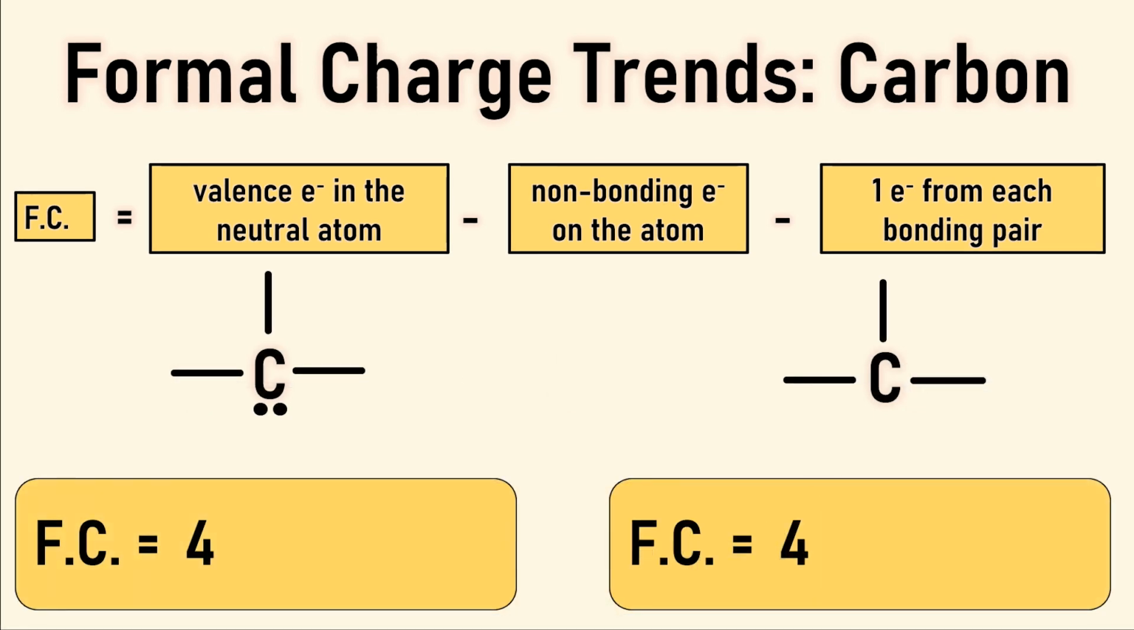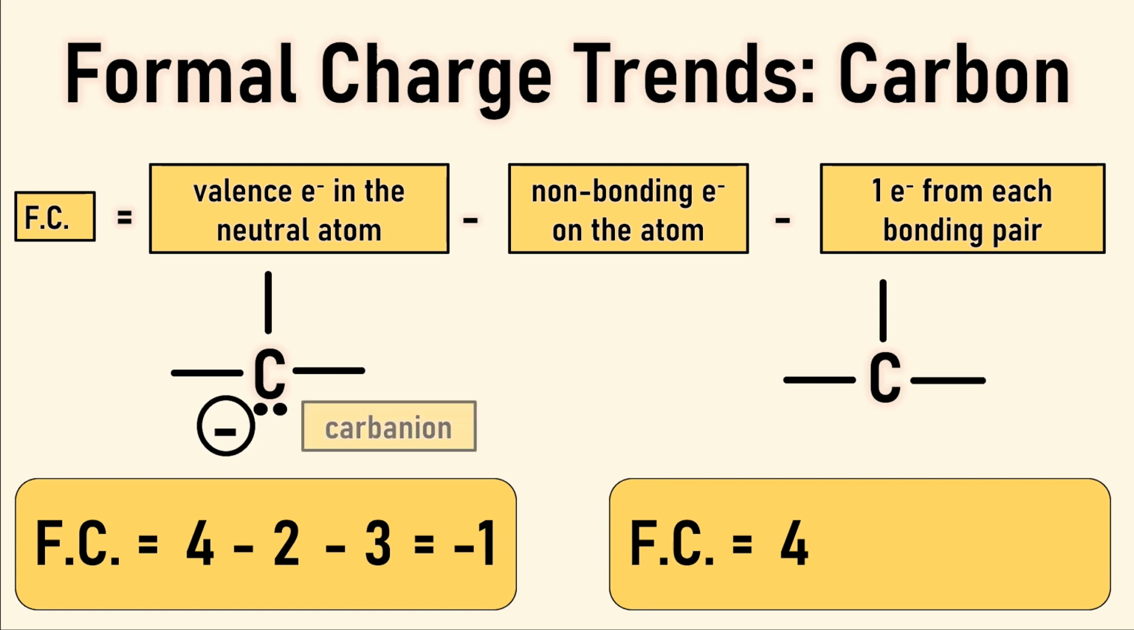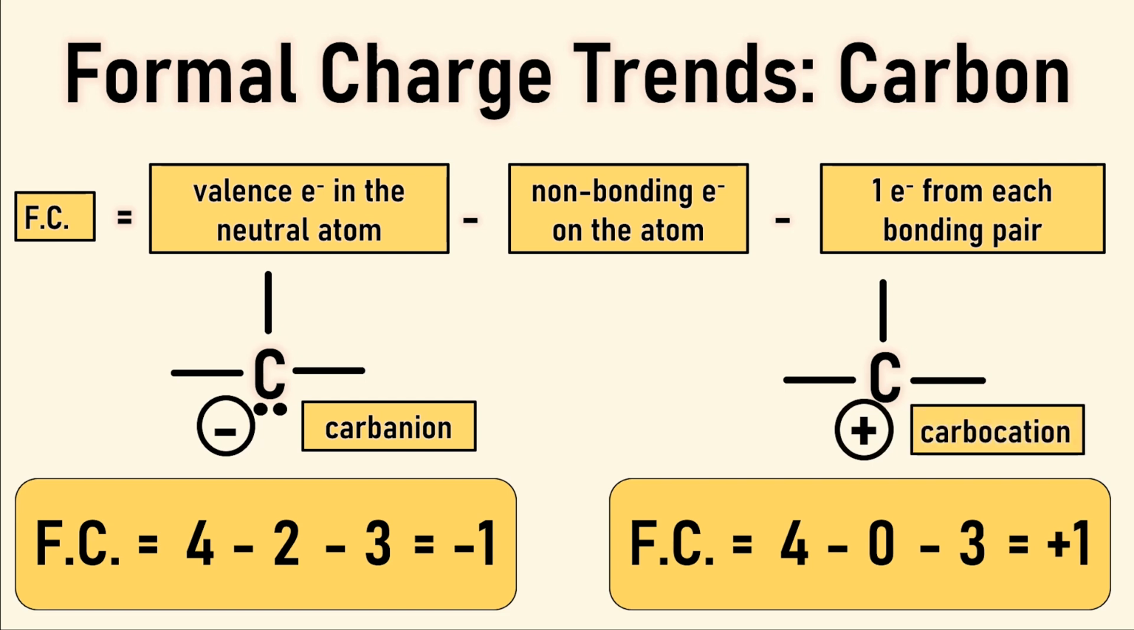Carbon can also exist as an ion. On the left, the carbon carries a pair of non-bonding electrons, and 3 electrons in 3 bonding pairs. Its formal charge is -1, and it is called a carbanion. On the right, carbon has less than the octet rule. It has 0 non-bonding electrons and 3 electrons in the 3 bonding pairs. Its formal charge is +1, and this is called a carbocation.